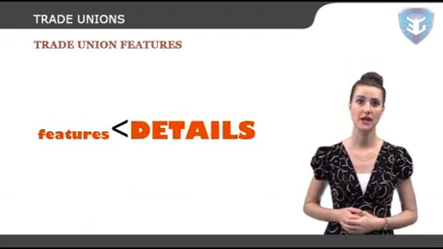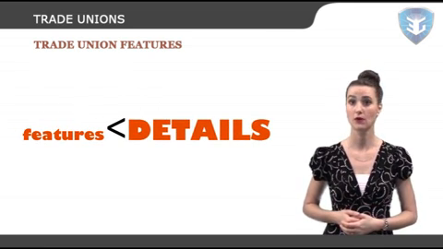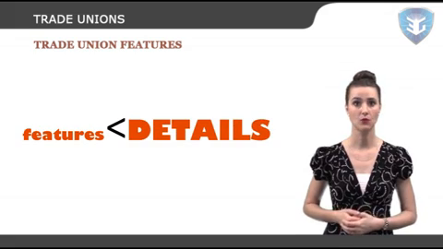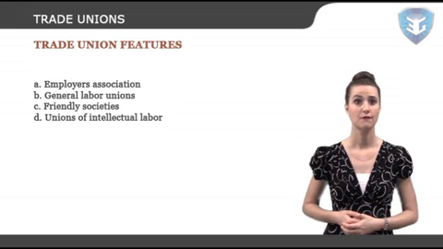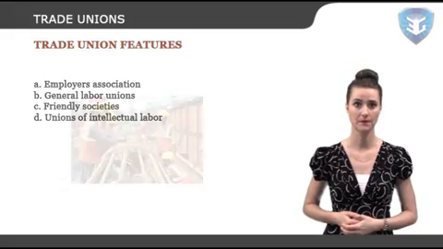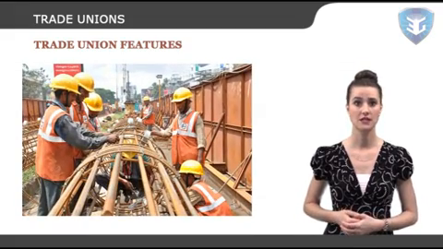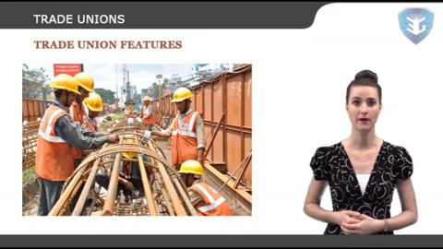Some features of trade unions are: it is an association either of employers or employees or of independent workers. They may consist of A. Employers' associations, B. General labor unions, C. Friendly societies, D. Unions of intellectual labor. It is formed on a continuous basis. It is a permanent body and not a casual or temporary one. They persist throughout the year.